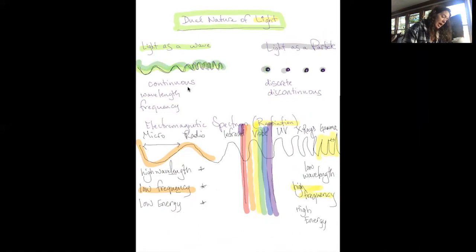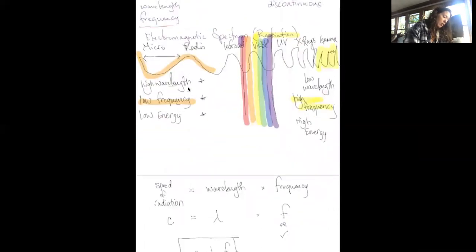Light photons always carry a particular amount of energy that are in whole number multiples of h f, okay? We talked about how we can organize electromagnetic radiation based on its wavelengths and frequencies.